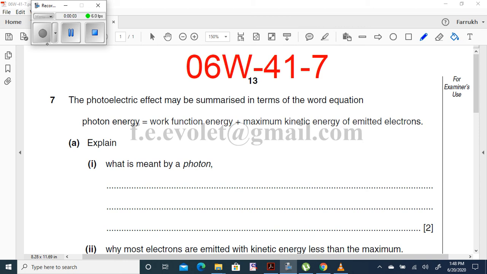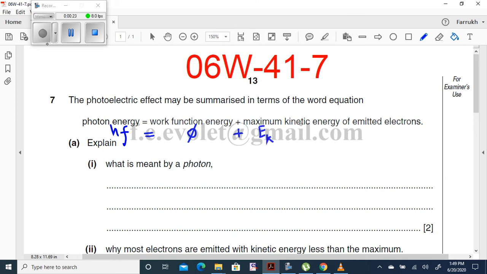This question says the photoelectric effect may be summarized in terms of a word equation. So photon energy, which we know is hf, equals the work function energy, which is represented by the letter phi, plus the maximum kinetic energy, EK.